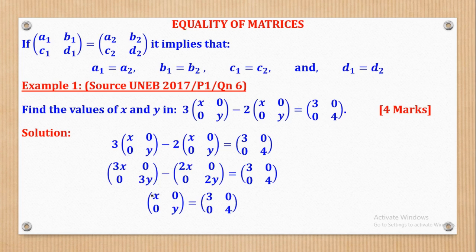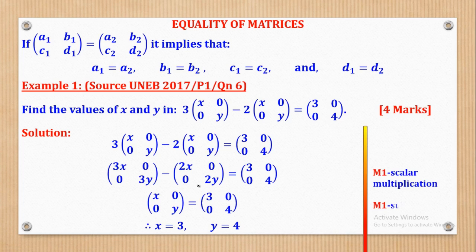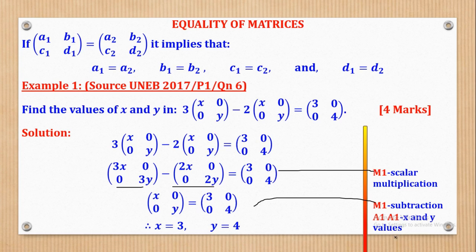So now we shall use the knowledge on equality of matrices, whereby this value will be equal to this value, and also this value will be equal to that value. What does that mean? It means now that x is equal to 3 and y is equal to 4. So basically, that's what they wanted in this question. And now let's see how marks can be awarded. M1 for scalar multiplication here and here. Another M1 is for this subtraction, and A1 was for the value of x, and another A1 for the value of y.